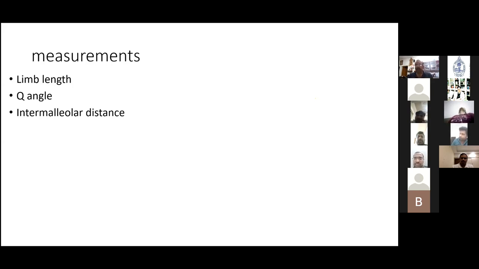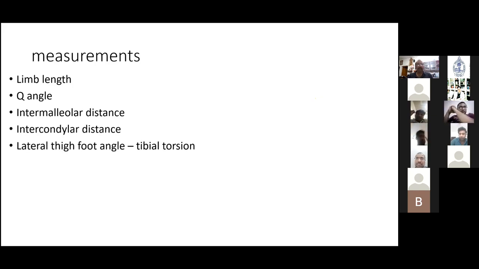So basically, once you come to the treatment part, your treatment nowadays depends on the Q angle, whether you have a higher Q angle, more than 20, or less than 20, or whether you have a trochlear dysplasia or a patella alta. These are the three things you look at when you go for the treatment part, but otherwise the rest of the things are the same. So intermalleolar distance in genu valgum will be more. Intercondylar distance also will be low.